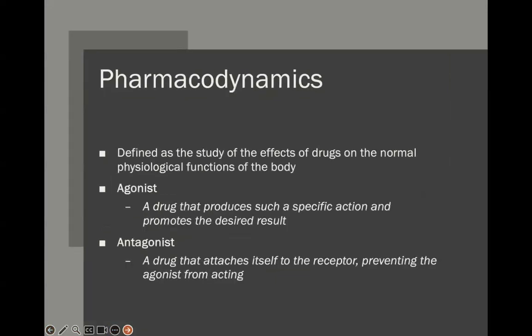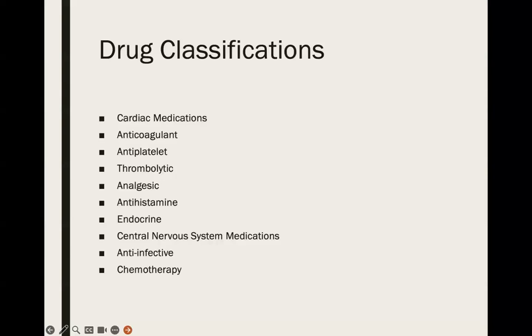Okay. Next topic we're going to talk about is pharmacodynamics. This is defined as the study of the effects of drugs on the normal physiological function of a body. So you have an agonist. An agonist is a drug that produces a specific action and promotes the desired effect or result. An antagonist is a drug that attaches itself to the receptor, preventing the agonist from acting.